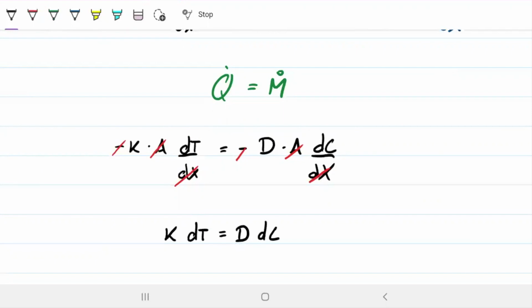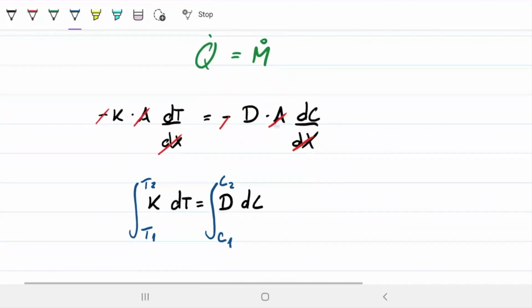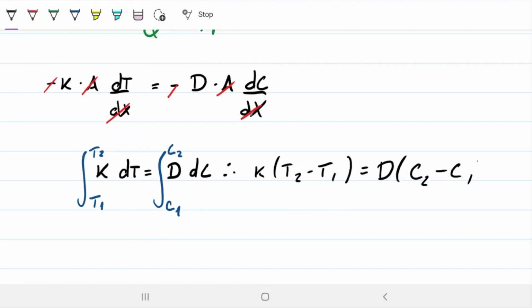Okay, and I can integrate both of these, with respect to temperature from T1 to T2, and with respect to concentration from C1 to C2. C1 being the concentration in zone 1 and C2 being the concentration in zone 2. Now, K in reality is dependent on temperature, right? So theoretically, we could not take it out of the integral. But we will on this one, just doing a little theoretical problem, approximating it. So I'm going to go ahead and do that, and this is going to be K times T2 minus T1. And over here, I'm going to have diffusivity times C2 minus C1.